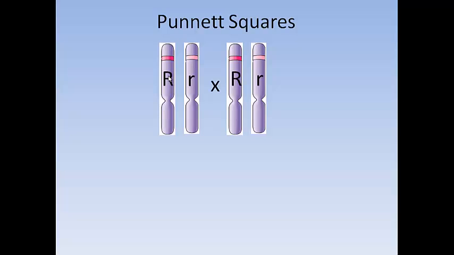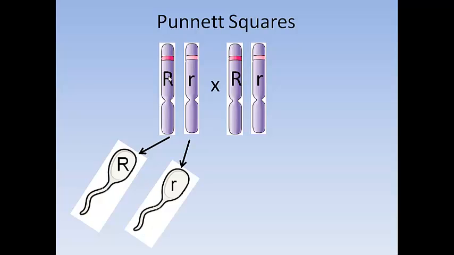And if we imagine the individual on the left to be a male, then when this individual creates sperm, there could be one sperm with a capital R, and there could be one sperm with a little r. There could be one sperm that receives the homologous chromosome with the dominant gene, and there could be a sperm that receives the homologous chromosome with the recessive gene.